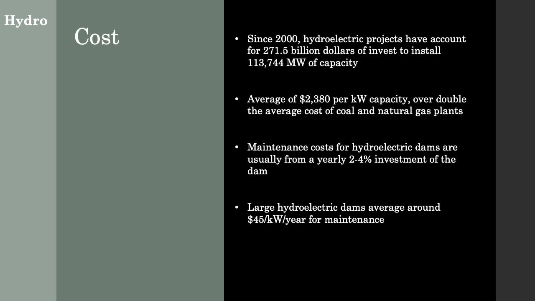Cost. Since 2000, hydroelectric projects have accounted for $271 billion in investment to install 113,344 megawatts of capacity. Hydroelectric plants average about $2,380 per kilowatt of capacity, over double the average cost of coal and natural gas plants. Maintenance costs for hydroelectric dams are usually based on the total investment of the dam, with a yearly average of 2 to 4%. Large hydroelectric dams average about 45 kilowatts per year for maintenance.